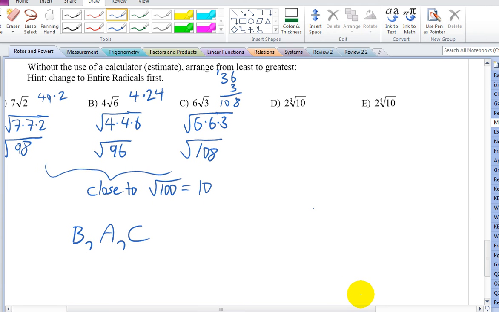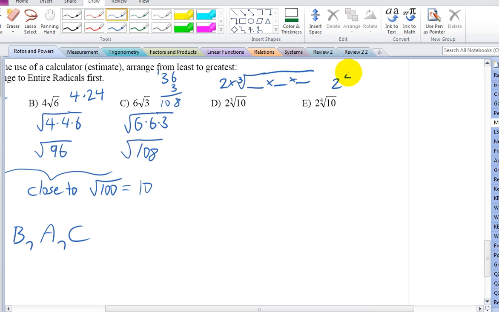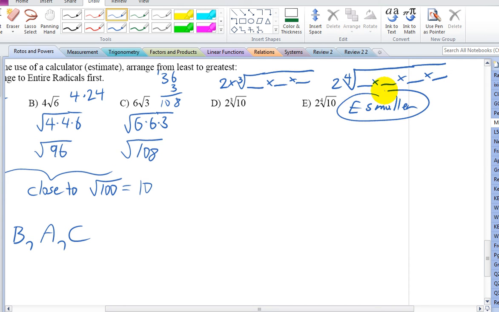Now let's compare the other two individually. This is the index of 3, so keep in mind this will be 2 times the cube root of 10 broken into 3 equal numbers. Whereas E is 2 times the fourth root of 10 broken into 4 equal numbers. So what's going to give you a smaller number? When 10 breaks itself into 3 equal numbers or breaks into 4 equal numbers? Yeah, E would be smaller, right? For sure, right? Because 10 is breaking down into smaller pieces. So when you multiply this smaller number times 2, you're going to get a smaller number. So now we have E and then D.